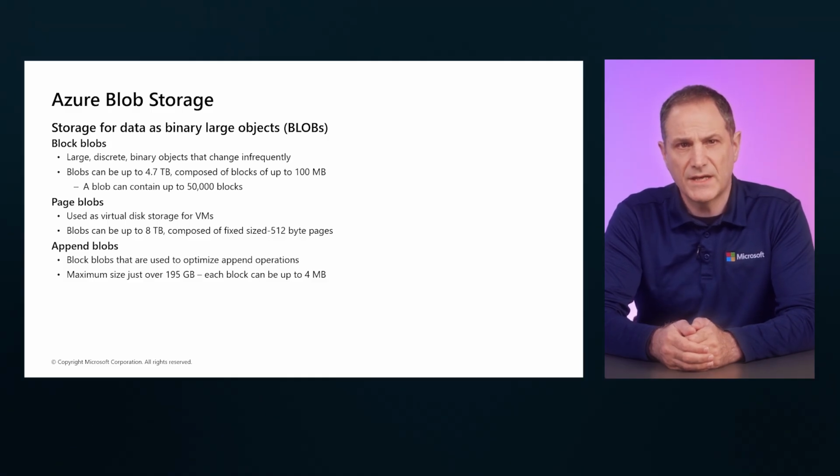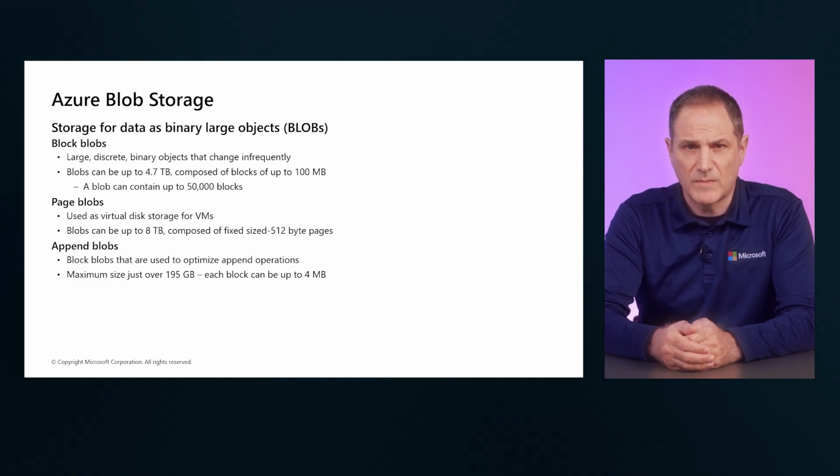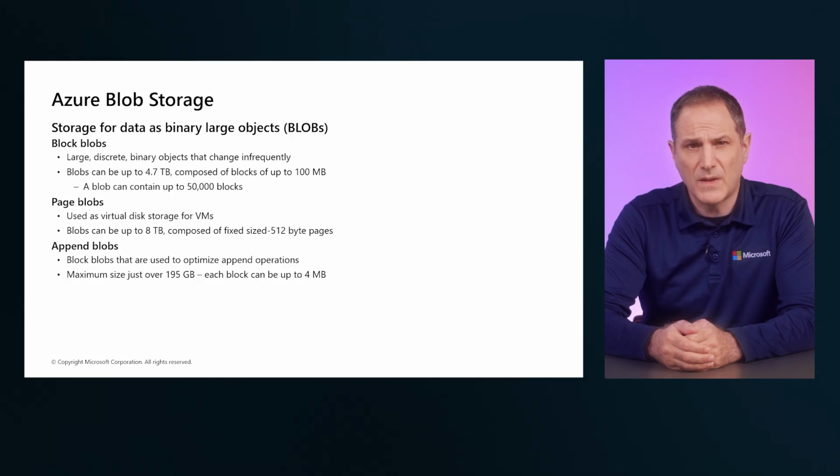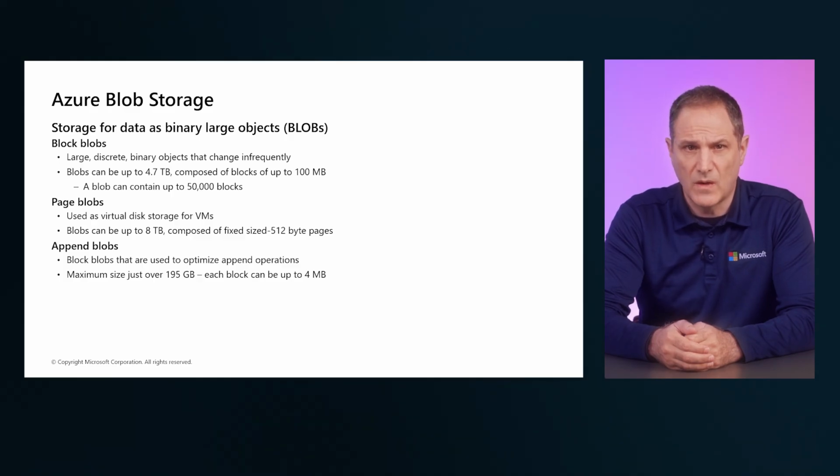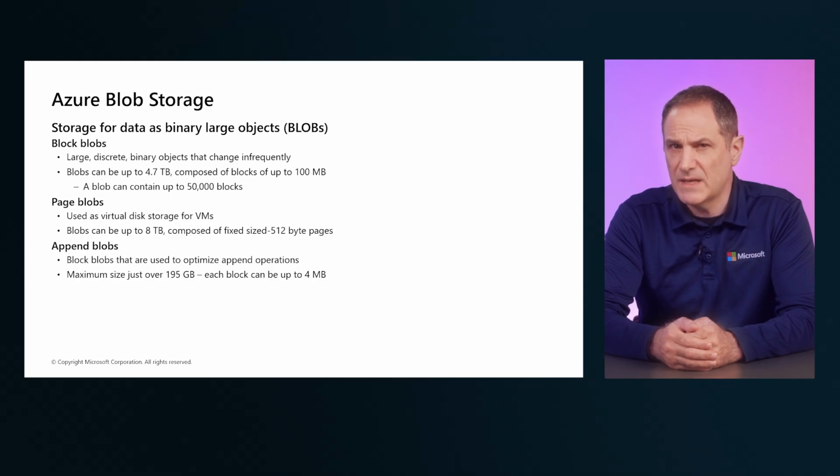Append blobs are designed for scenarios where data is added only to the end of a file. Each block in an append blob can be up to 4 megabytes, and the blob itself can grow to just over 195 gigabytes. Append blobs work especially well for log and telemetry scenarios, where new information arrives steadily over time and existing data doesn't need to be changed.